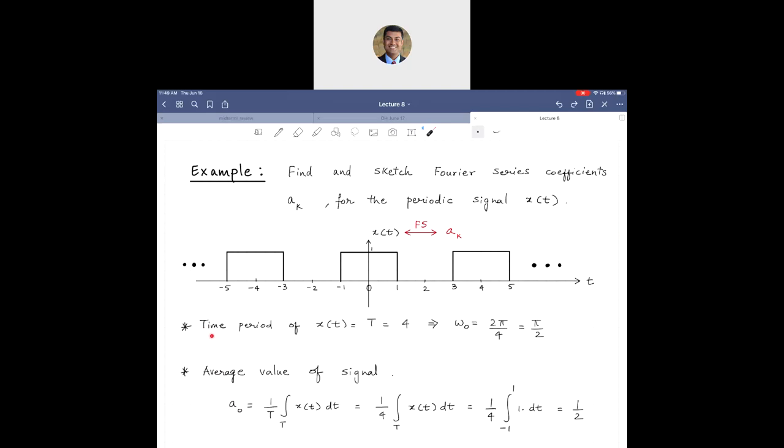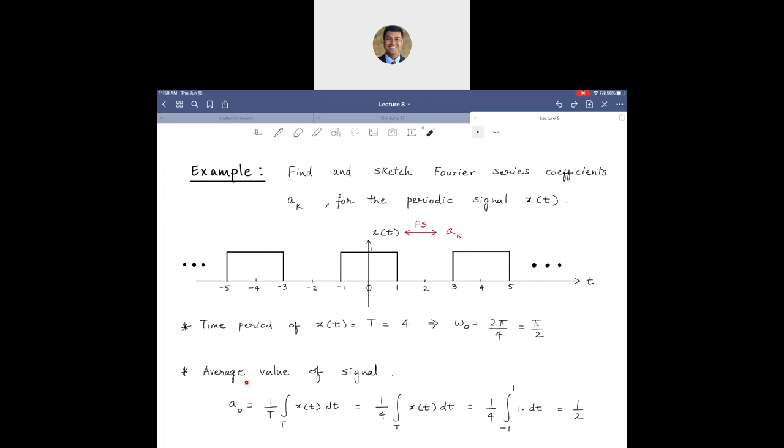Time period of x of t, as you can see here, can be from negative 1 to 3 or 0 to 4 or 1 to 5. Whatever you pick, the time period will be 4. If the time period is 4, the fundamental radian frequency omega naught will be pi over 2, that is 2 pi divided by T.